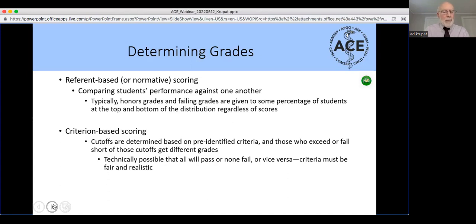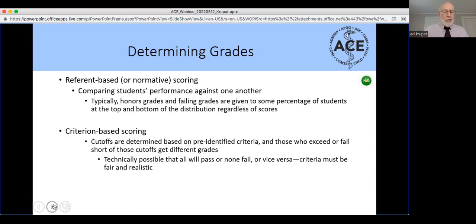So in fact, most people would agree that a better way to go is criterion-based scoring. So what's the criterion? You identify cutoffs not based on how people did against one another, but based on some pre-identified criteria. And if everybody can exceed that criterion, then everybody passes. And if nobody can, well, you probably got too high a criterion, too high a bar, but technically everybody will fail.